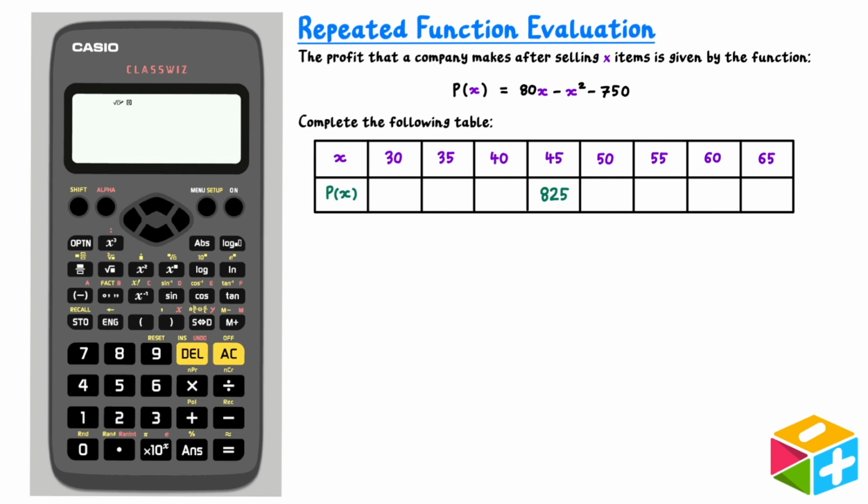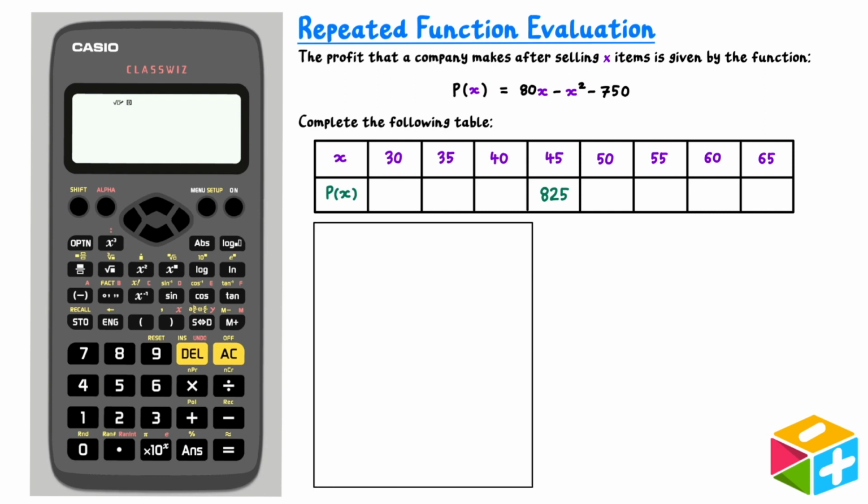The CASIO calculator has a table mode which allows us to quickly and efficiently perform repeated function evaluations. We'll illustrate this with the following example. The profit that a company makes after selling x items is given by the function P of x is equal to 80x minus x squared minus 750. We need to use this information to complete the given table.